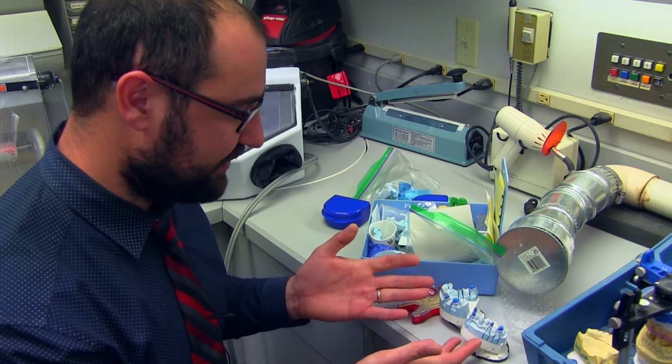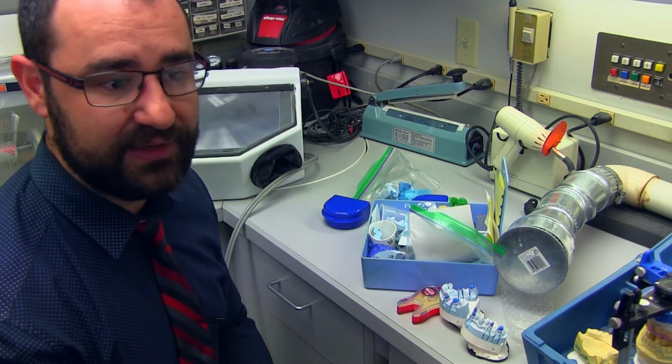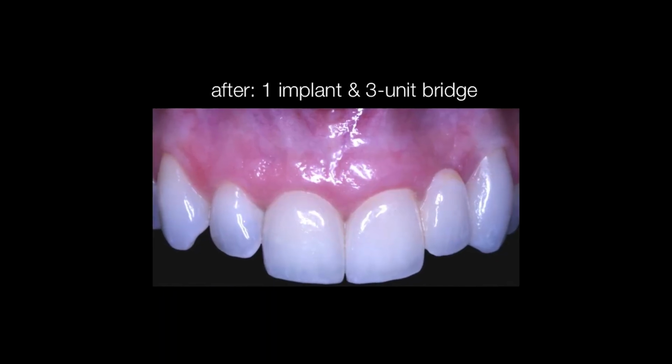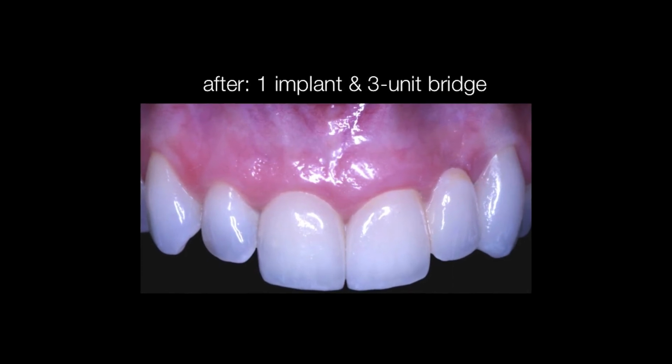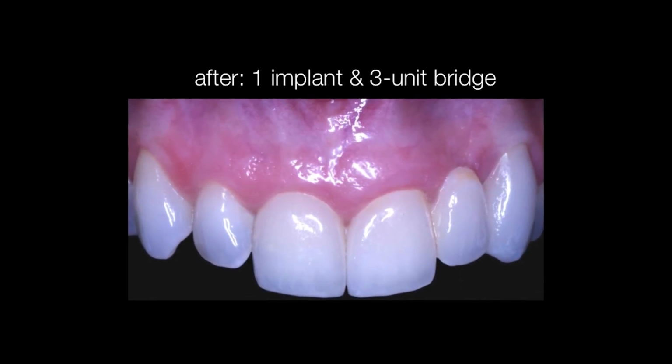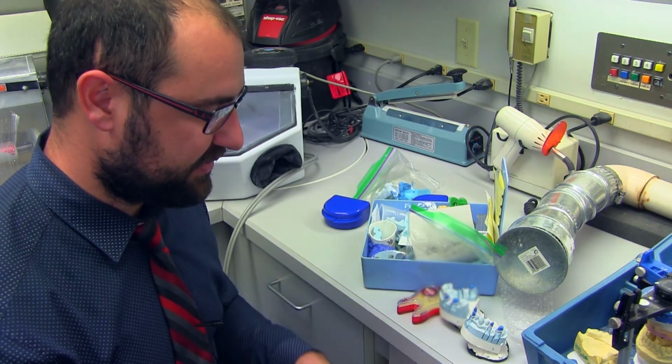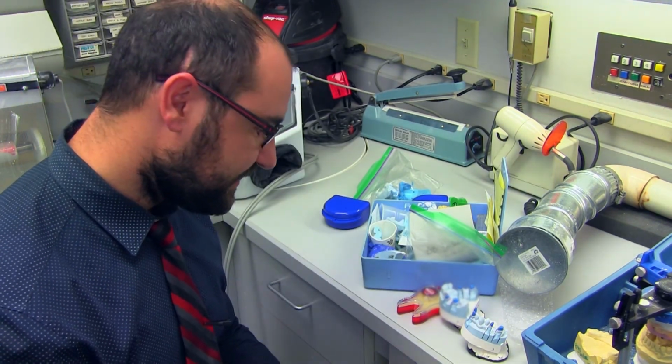And then after we take impressions, we send everything to the lab, and the lab follows our directions as far as what type of material to use, how to fabricate it, and adjusts the occlusion accordingly in order for the patient to have a comfortable bite.